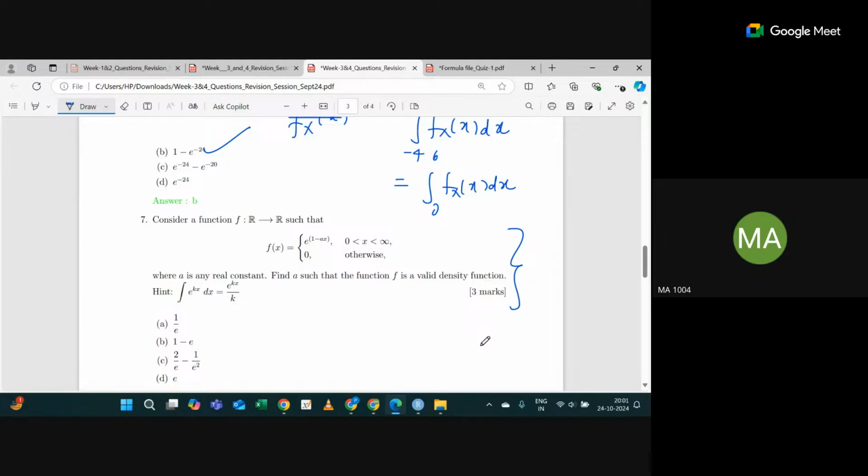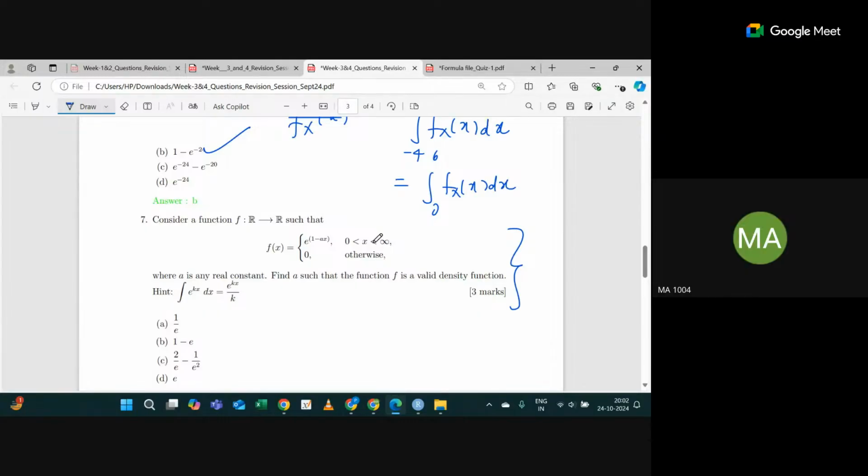Actually, I'm not getting your question. You mean this support is changing? Like, let's say some function on minus 1 to 2, some function then 3 to 5, something like that. In a piecewise function, if they have written that this value is for x belonging to the positive real numbers, and 0 otherwise. If it is not written 0 otherwise, it will always be there.